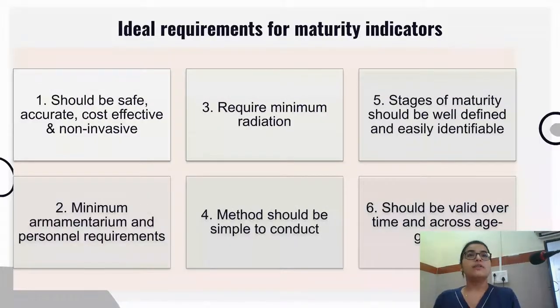Ideal requirements of skeletal maturity indicators: the methods used to determine skeletal maturity should be safe, accurate, simple to carry out, cost effective, and non-invasive. They should require minimum armamentarium and minimum radiation exposure. The method should be valid over time and across all age groups, and the stages of maturity should be well defined and easily identifiable.